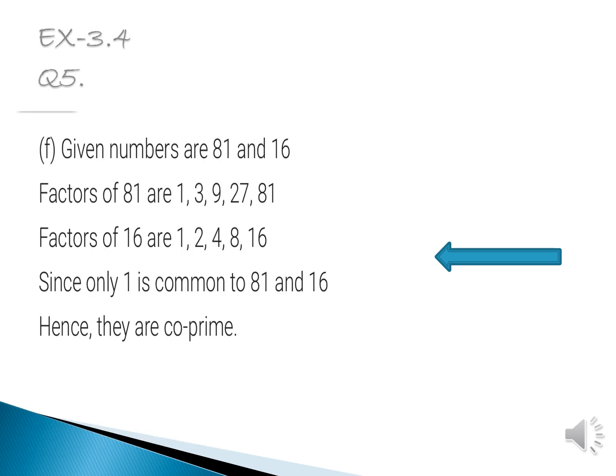Next is the F part. The numbers given are 81 and 16. So try writing the factors of 81 and 16 and I see that only 1 is the common factor. So these are also co-prime numbers.